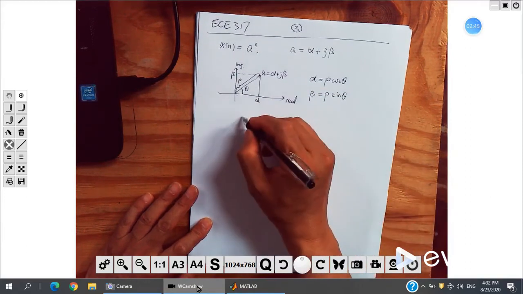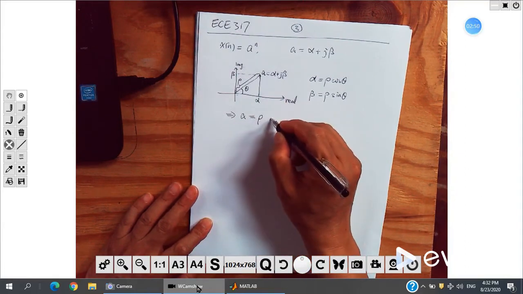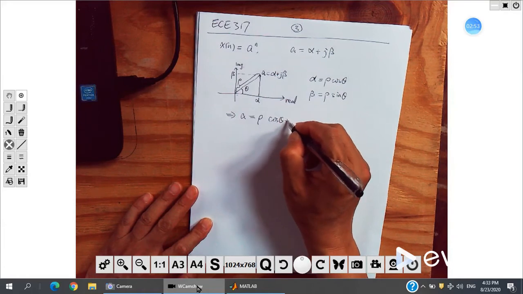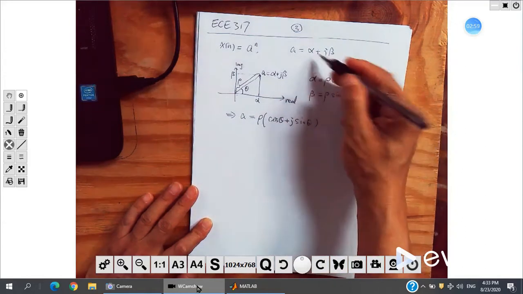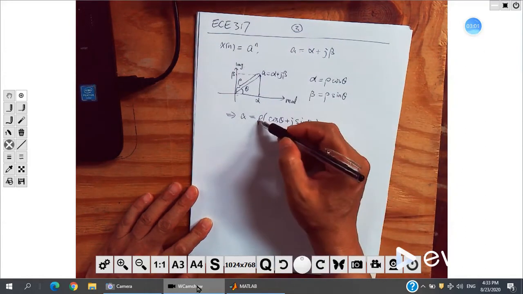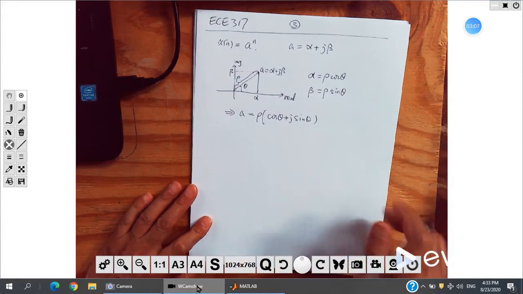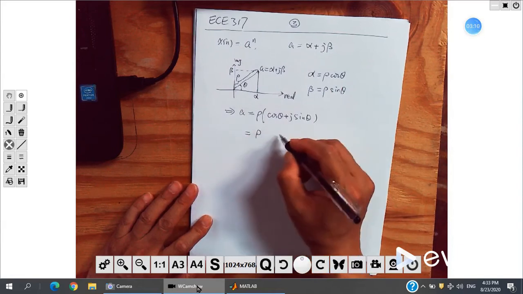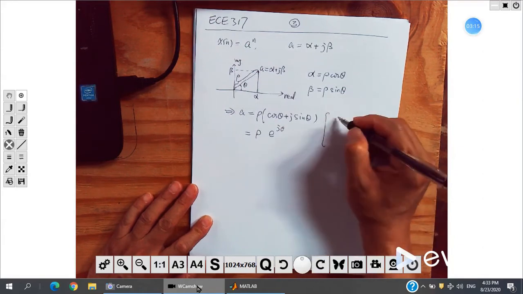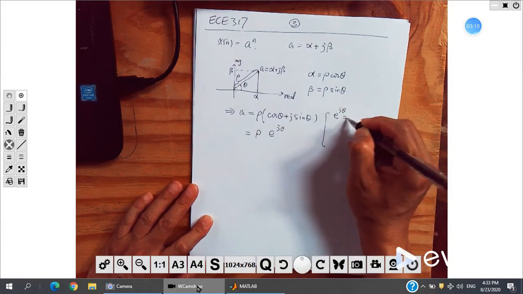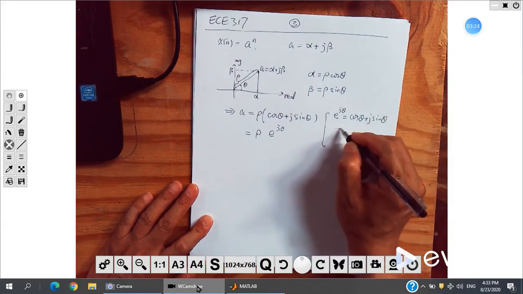And then A can be written as rho times cosine theta plus j sine theta. Both alpha and beta have the term rho, so I moved it in front, and the theta is kept here. Then this is rho times e to the j theta. So here we use this one: e to the j theta equals cosine theta plus j sine theta. It's the Euler formula.